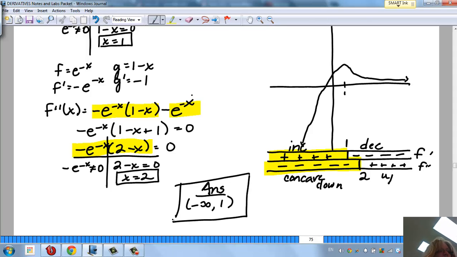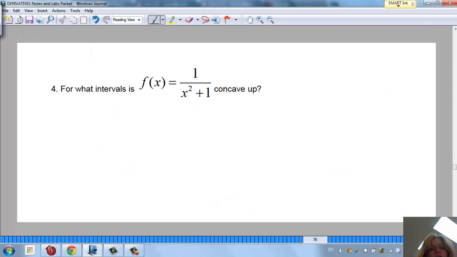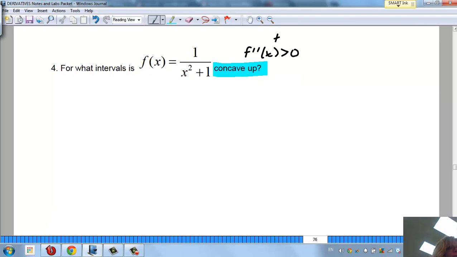So there's one problem using the chain rule. Okay, this one is another one, very similar problem. For what intervals is f of x equals 1 over x squared plus 1 concave up? So now this one's just asking us about concavity. So if it's just asking about concavity, all I have to worry about is our second derivative. It has to be greater than 0, positive. It doesn't mean I don't have to do my first derivative, it just means I don't have to put it equal to 0 and solve for it.